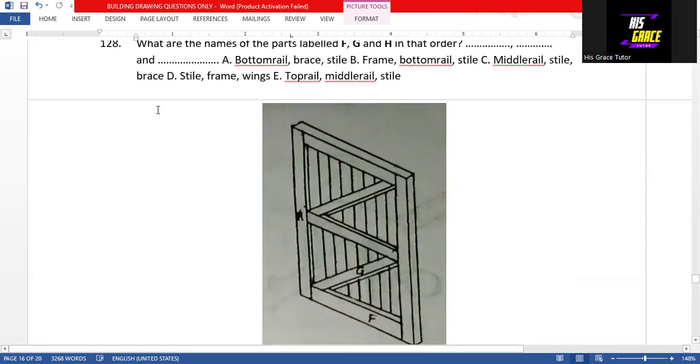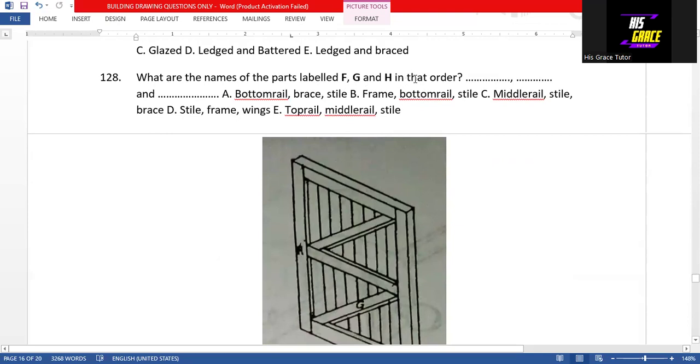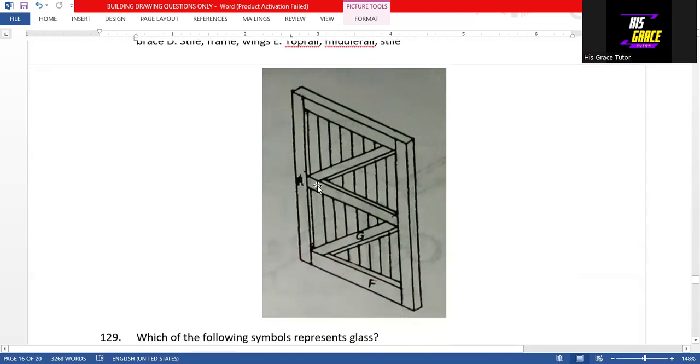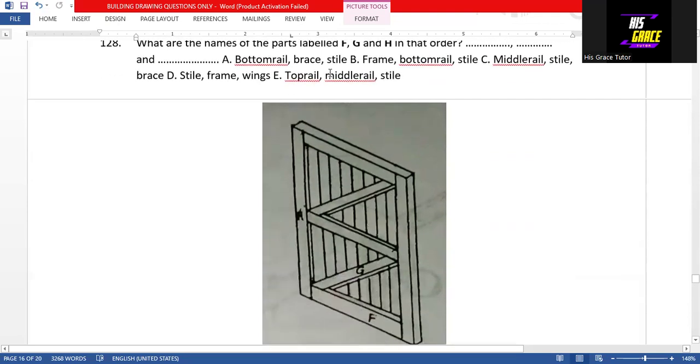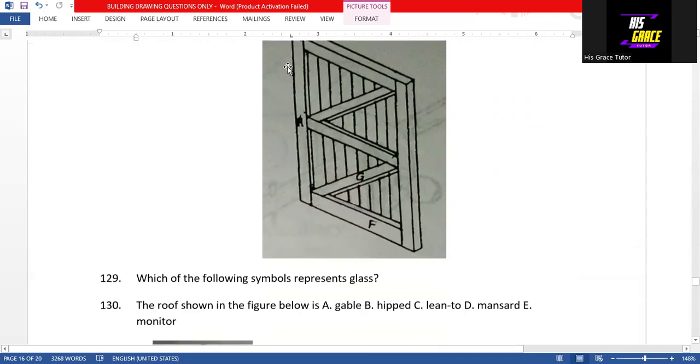Question 128. What are the names of the parts labeled F, G, and H? So F, G, and H, question 128. So the answer is option A. So we have bottom rail. So F is bottom rail. So G is brace, and H is what? Is tile. So option A is the answer to question 128.